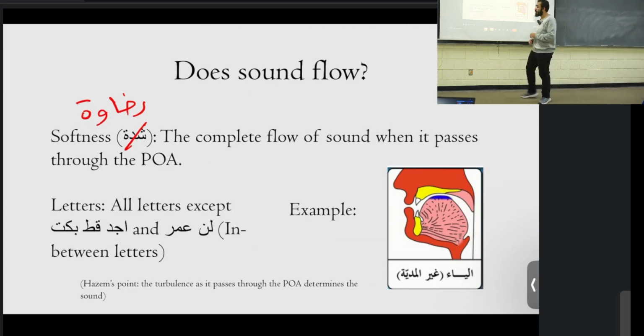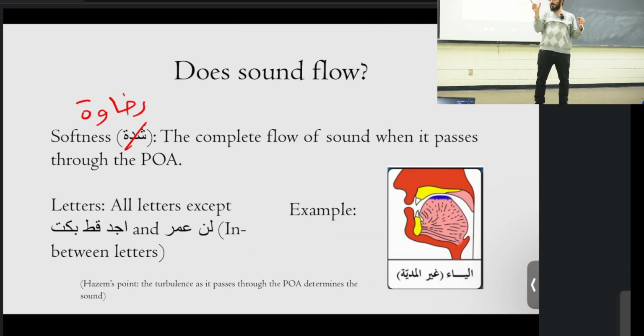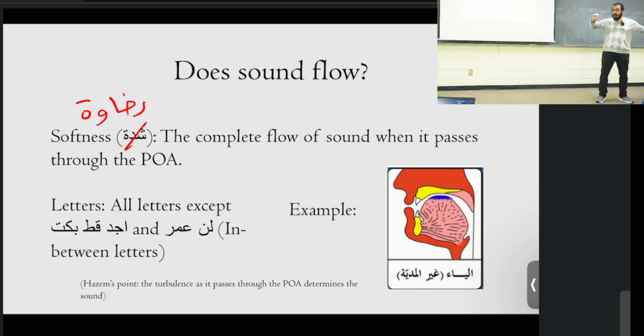So we have yes or no. Does sound flow? If yes, it's softness. If no, it's shiddah. There are some letters in the middle, but these two categories are very clear. You have one where sound flows, and another where the makhraj gets closed and the sound does not flow.